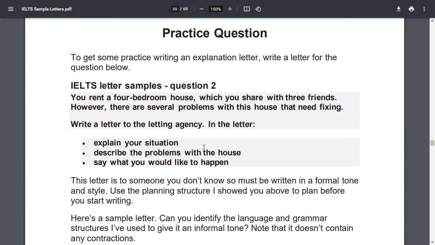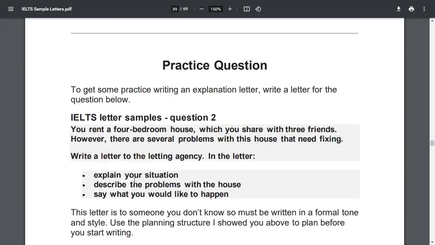Now we have this practice question that says, you rent a 4-bedroom house, which you share with 3 friends. However, there are several problems with this house that need fixing. Write a letter to the letting agency. In the letter, explain your situation, describe the problems with the house, and say what you would like to happen. So as you can see, it has to be a formal letter. This letter is to someone you don't know, so it must be written in a formal tone and style. Use the planning structure I showed you above to plan before you start writing, okay?